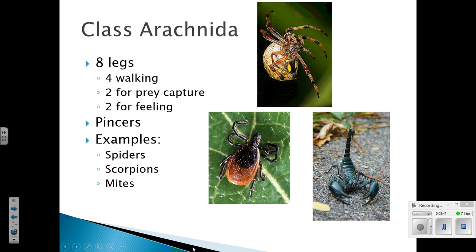All right, the next class is arachnids, and they have 8 legs. I guess we should say that insects have 6 legs, right? So now we're moving up to more legs. 4 of them are walking legs. 2 are mainly for prey capture and spinning the web, and 2 are more for just feeling around. They're going to have pinchers a lot of times. Not every kind of arachnid does, but like a scorpion would have pinchers. So spiders, scorpions, mites are going to be your main kinds of arachnids.